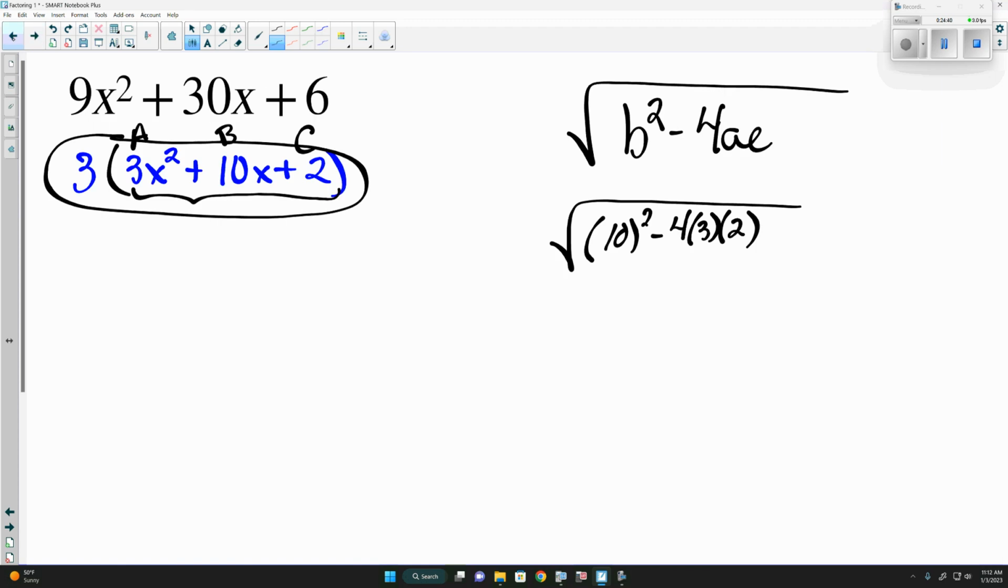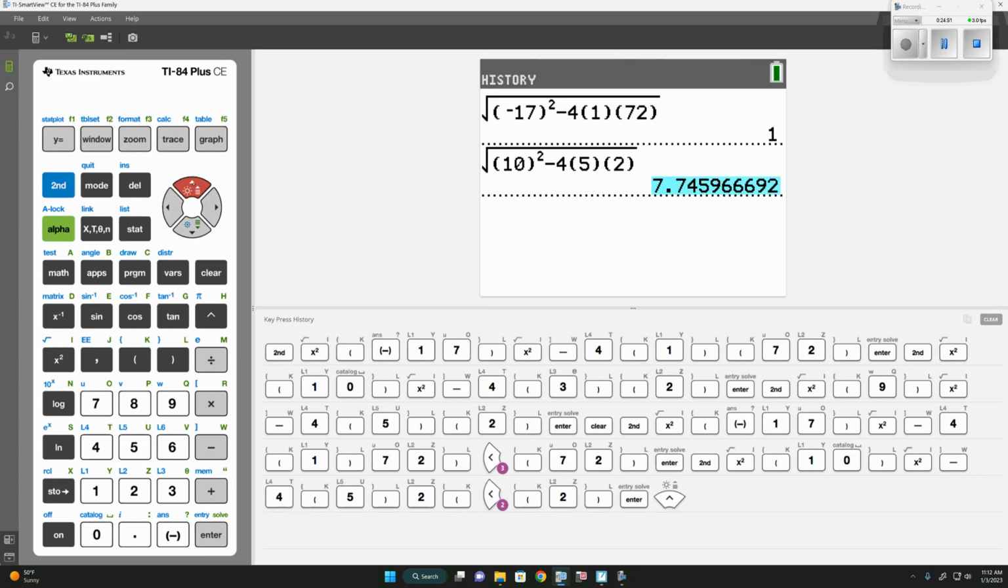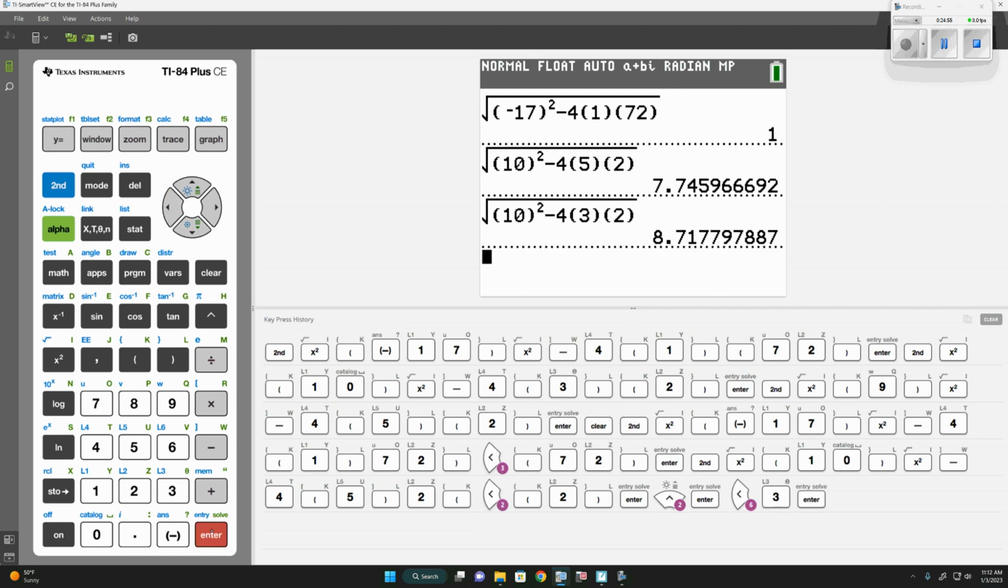Oh yeah, okay, 3 and 2. I did 5 and 2. But we get to the same spot. Because the last one, I'll go back in here, it should have been 3. I was thinking of the next one. So 8.7179, we still get that there.